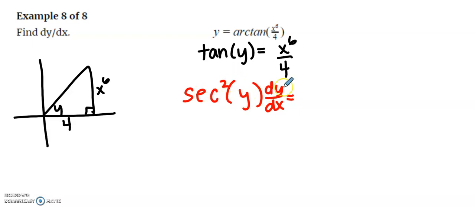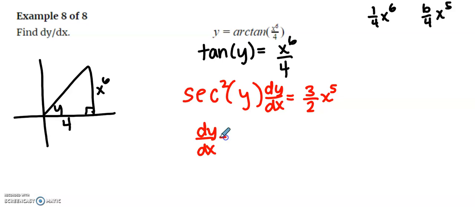All right, secant squared of y dy/dx is the derivative of tangent of y. So that's why that made that weird jump right there. X to the 6th over 4 is the same thing as 1/4 x to the 6th, which means that when I take the derivative, I get 6/4 x to the 5th. Weird. So I'm going to write that as 3 over 2 x to the 5th. Well then, isolating my dy/dx, I'm going to get 3/2 x to the 5th times 1 over secant squared y.